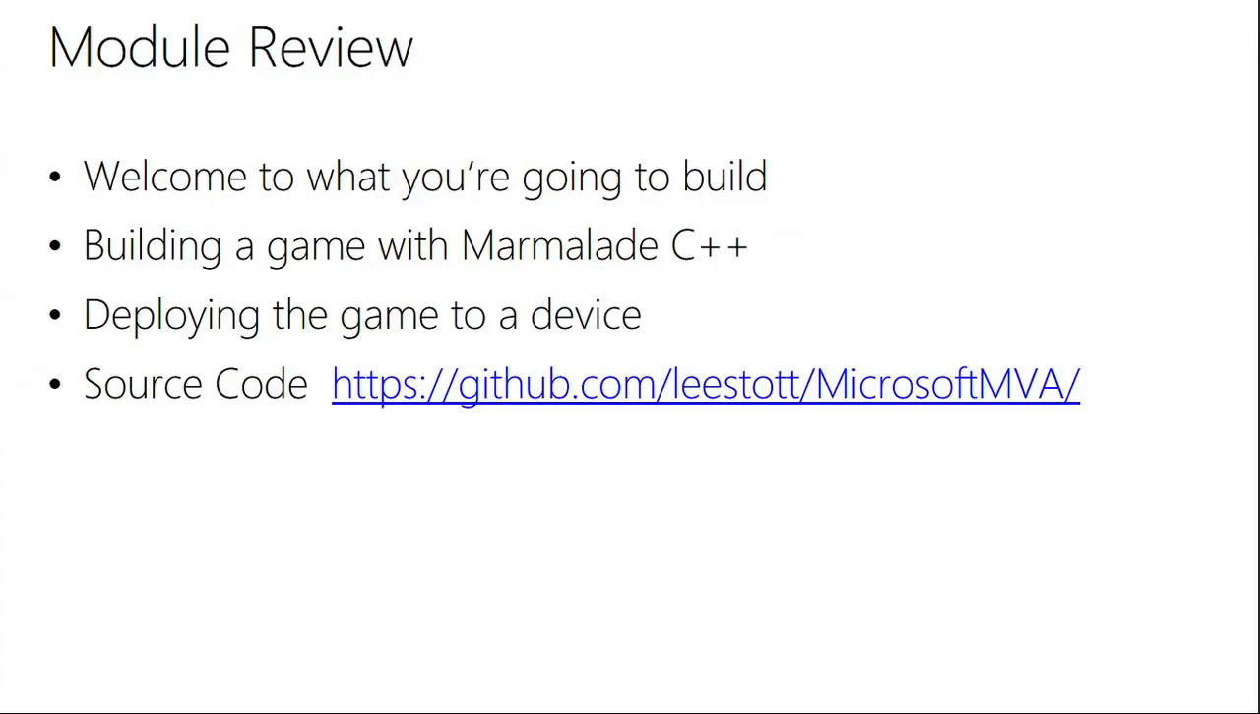So, as a quick module review, we've talked about what we're going to be building, and we've shown you the Pong game, so Turbo Pong. We've talked about building a game in Marmalade C++ and walked you through how that game is actually built. We've talked about how to deploy the game onto a device or onto an emulator. And again, feel free to download the source code so you can actually work through these resources at your own speed and get ready to build games with C++ and Marmalade.